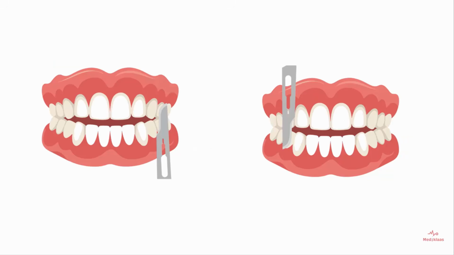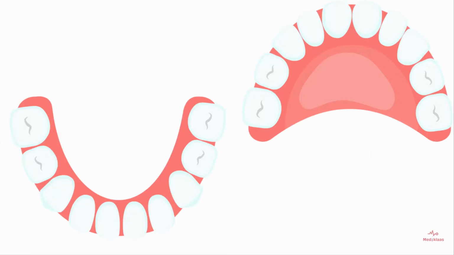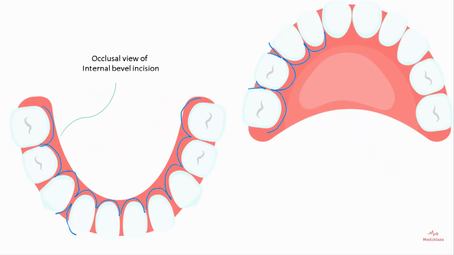This is an illustration of the Modified Widman Flap internal bevel incision. In the first image, you can see that a scalloped internal bevel incision is placed that allows for excision of the pocket lining. The second image represents the lower arch where the scalloped incision is given. The occlusal view suggests that there is splitting of the buccal and the lingual papillae.